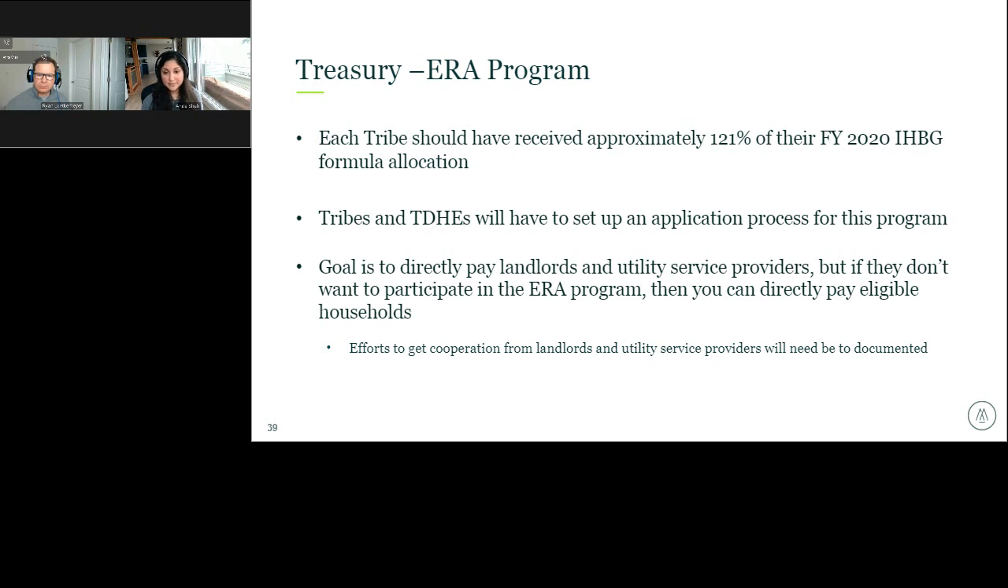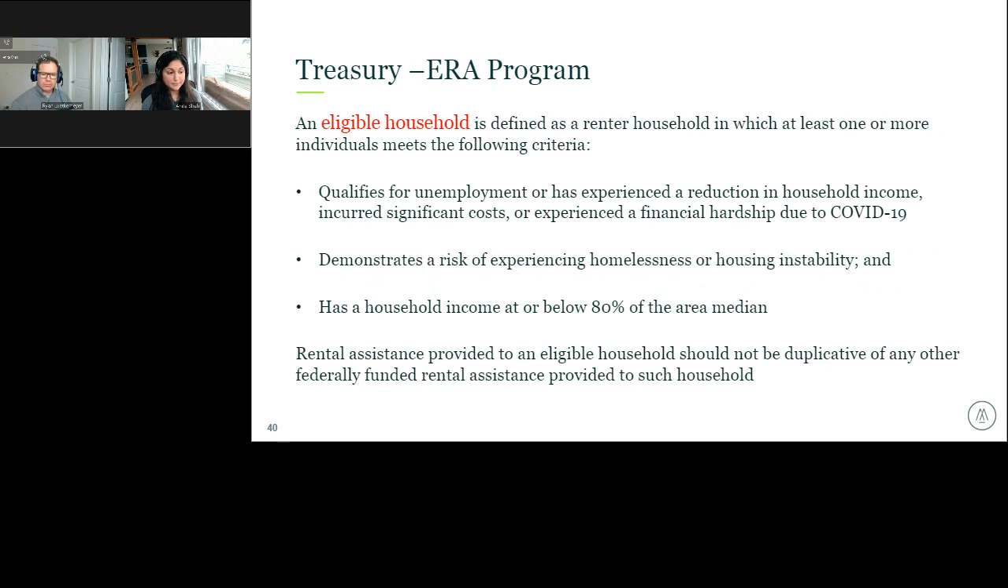So how does a household become eligible to receive this program? There are 3 criteria, and at least one or more individuals in the household will have to meet these criteria. One, they qualify for unemployment or have experienced reduction of income or have incurred significant costs or other financial hardships due to COVID. The other criteria is that one or more individuals are experiencing homelessness or housing instability. And 3, the household income is at or below 80% of the area median.